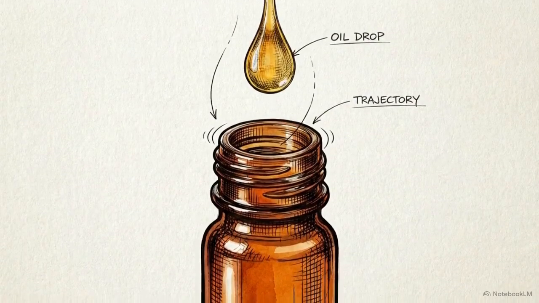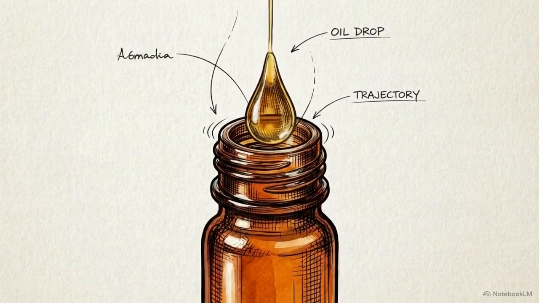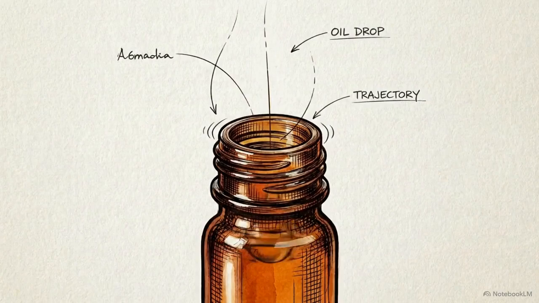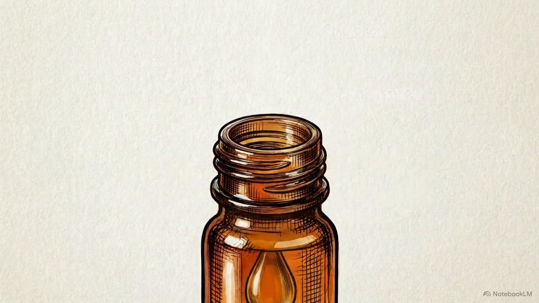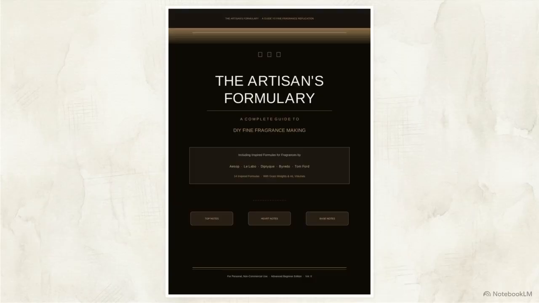Drops in milliliters vary by temperature, viscosity, and pipette angle. To achieve absolute repeatability, we must stop measuring by volume and start measuring by mass. Our goal is to move to a precise weight-based system. This guarantees that every time you mix a formula, the resulting fragrance is exactly the same as the last.